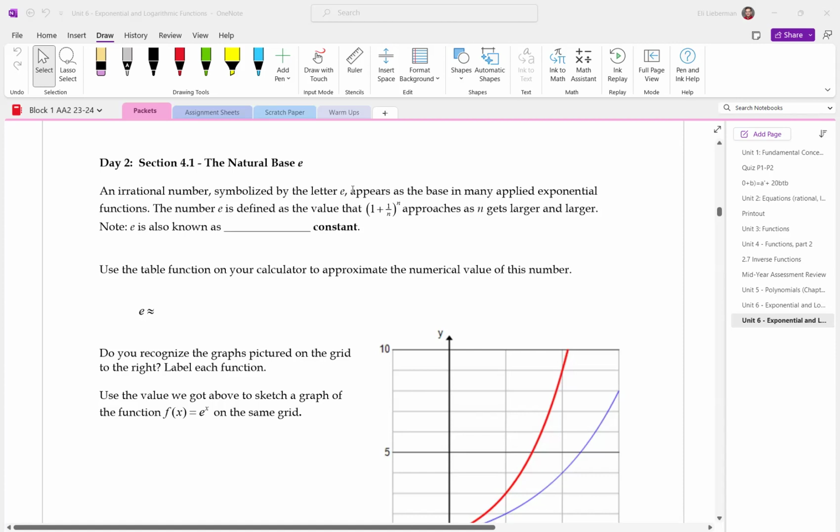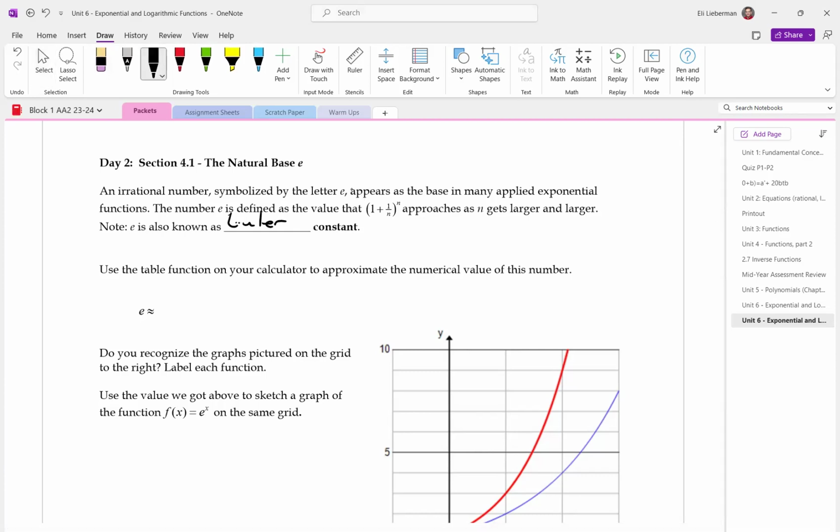So the letter e appears as a base in many applied exponential functions. The number e is defined by that expression, the value of that as n gets larger and larger. Note e is also known as, I'll write this for you before I say it, because it may be a little bit annoying.